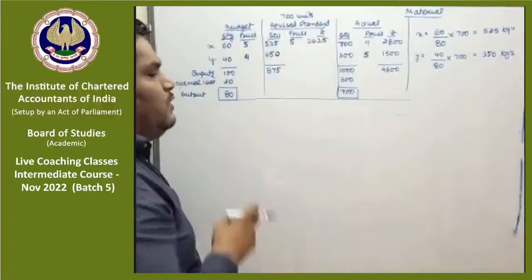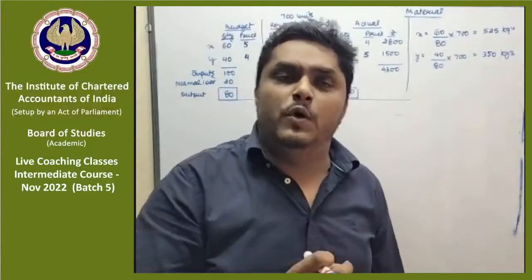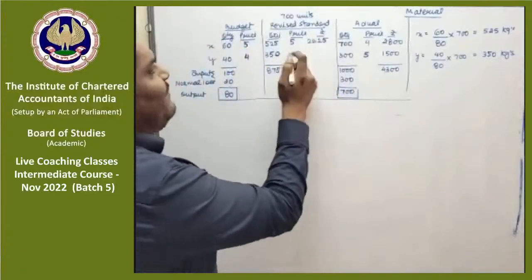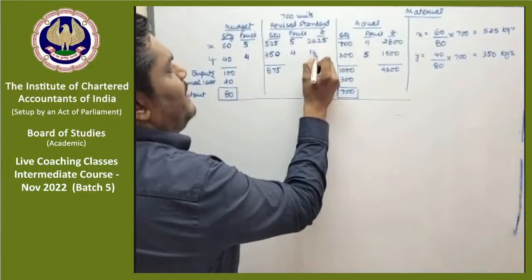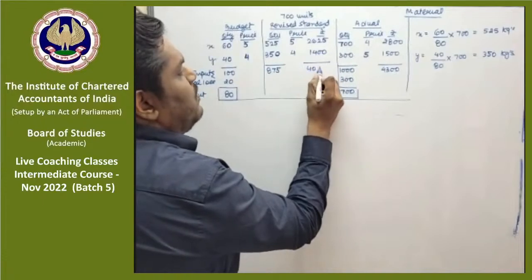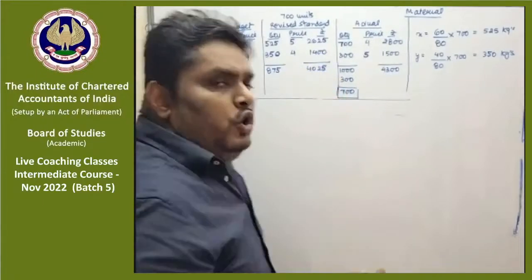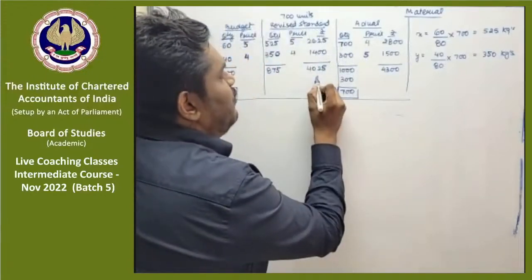Similarly, when talking about Y, 350 kgs of Y that were supposed to be used at the rate 4, it means what? The total cost should not be more than 1400. So when talking about the total cost, the overall total cost to manufacture these 700 units should not be more than 4025.